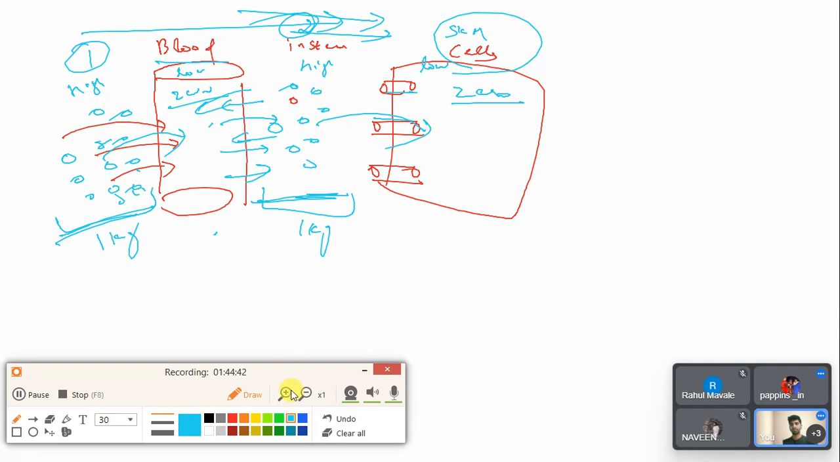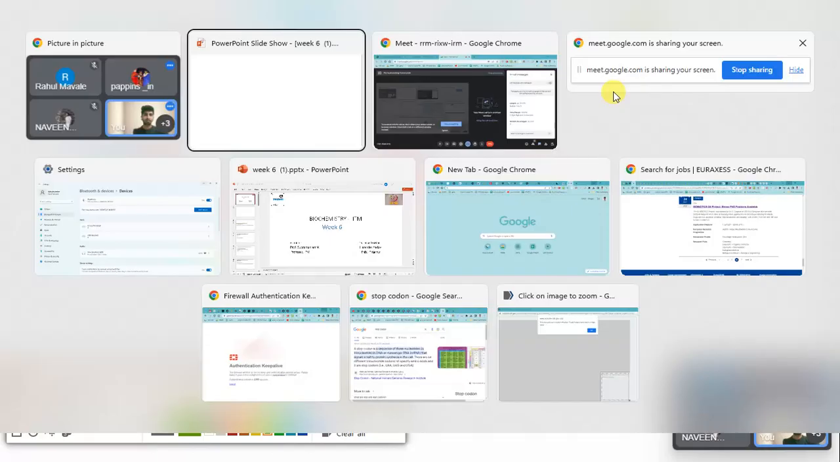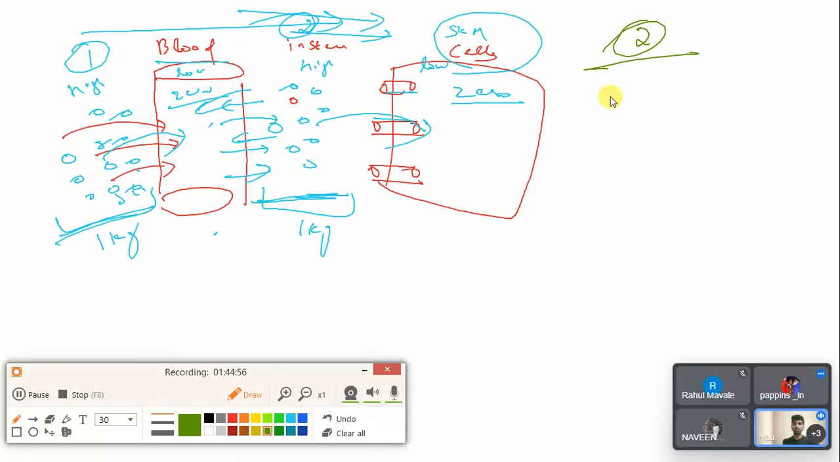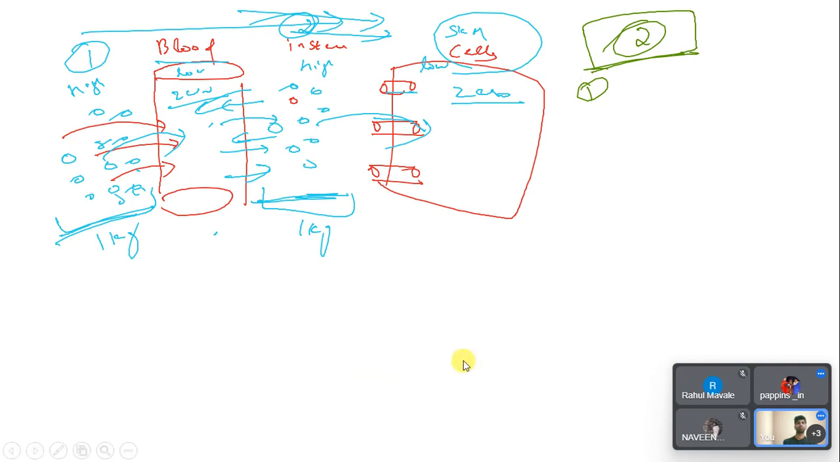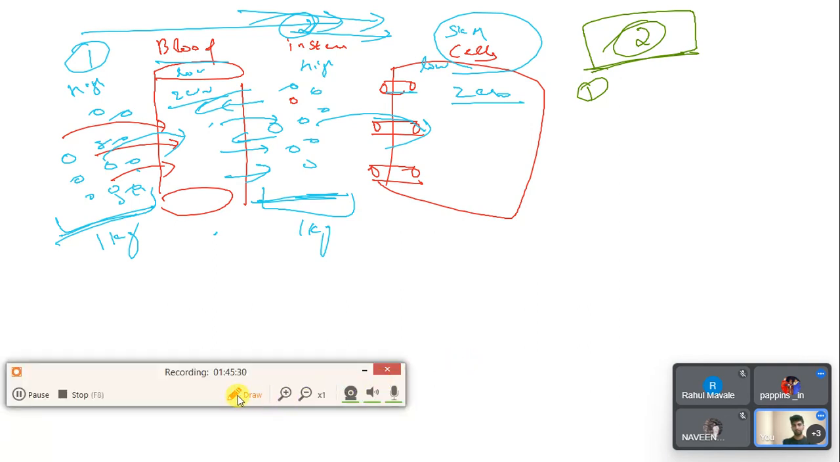Okay, let me answer this. First thing, the answer is two. But the rationale given by you guys, Naveen, if you want to give any other rationale, why do you think it's two? Now I'm telling you the answer is two. Can anyone give me the rationale behind it? Why do you think it's two? This can take a while, yes. I think it's fine.